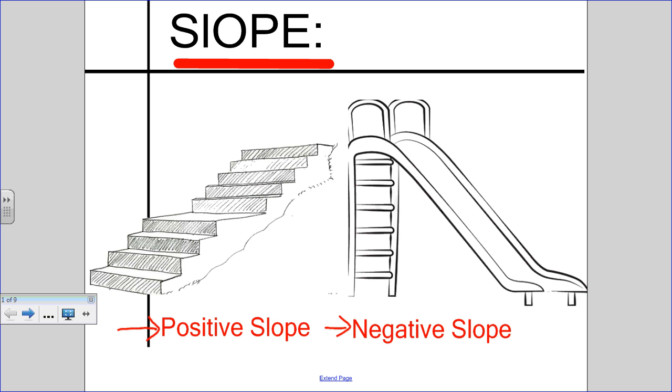I like to think of positive slope as in climbing upstairs. So when you're reading from left to right on a graph, your line should be going upwards. Or negative slope as in sliding down a slide. So when you're reading from left to right, your line should be going down.